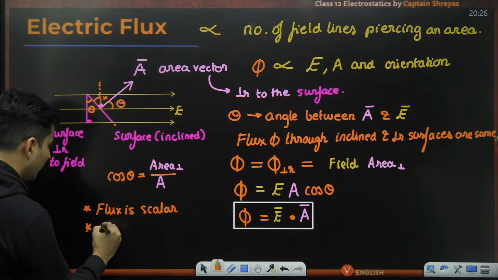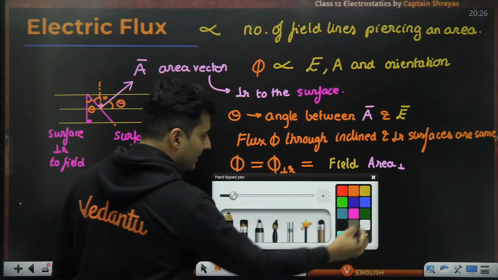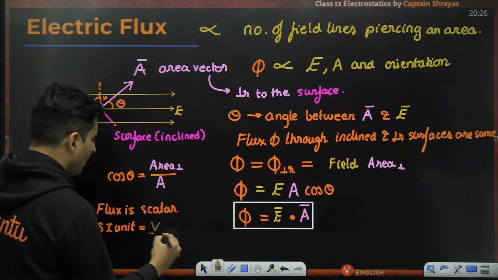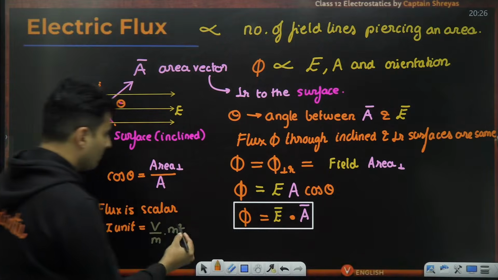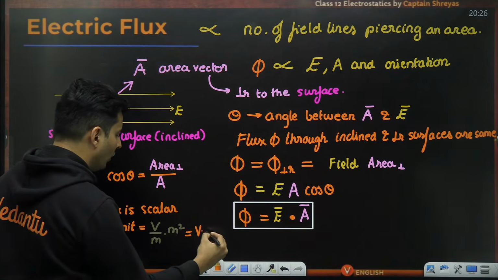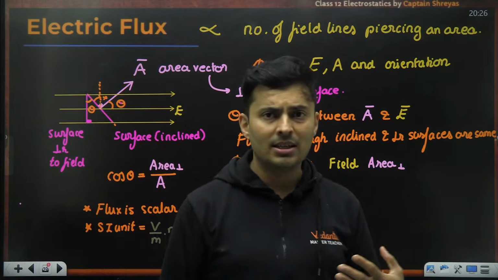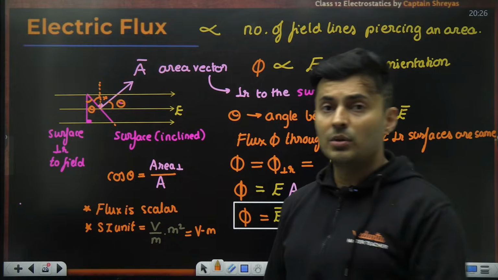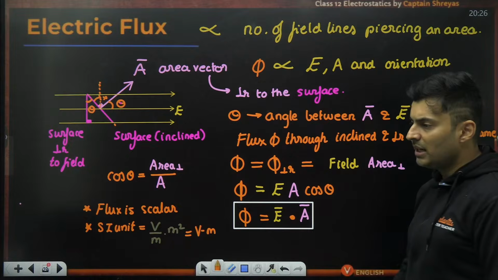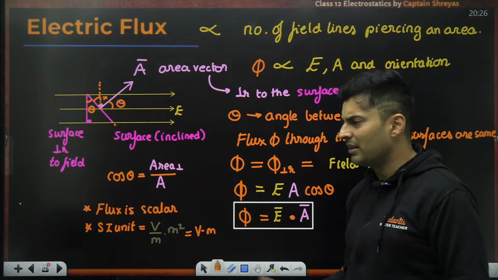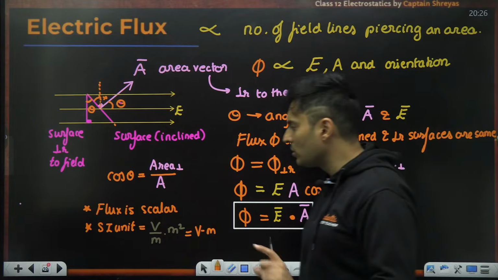If you ask me what the SI unit of flux is: field has the unit of volts per meter, and area has the unit of meter square. So when you cancel meter, it becomes volt meter. So volt meter is the SI unit of flux. A lot of students have heard people saying Weber. That is not right. Weber is the unit of magnetic flux, which is completely different. So for electric flux, the unit will be volt meter. You can also convert it into Newton per coulomb into meter square. That is also perfectly fine because field can also be written as Newton per coulomb.